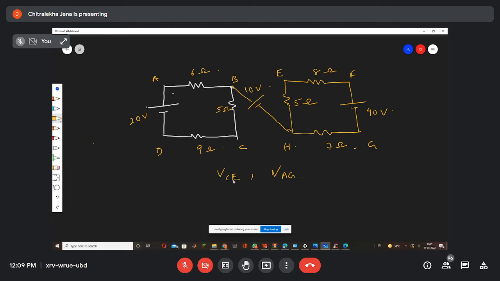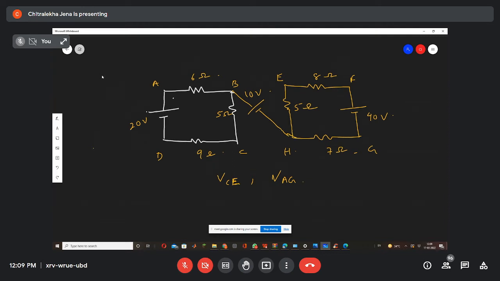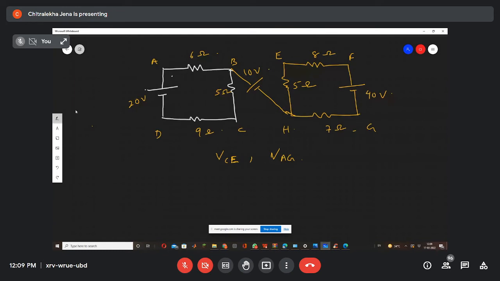Then we will do this circuit simulation in the simulation software. Find out using Kirchhoff's voltage law. One problem from Kirchhoff's voltage law, another problem for Kirchhoff's current law. Ma'am, sorry, I got disconnected. Can you please repeat what to find? Yes, from this circuit, find out the value of voltage VCE and VAG.